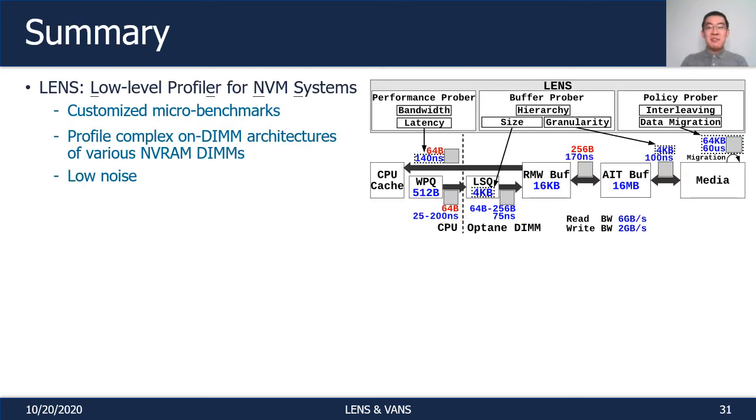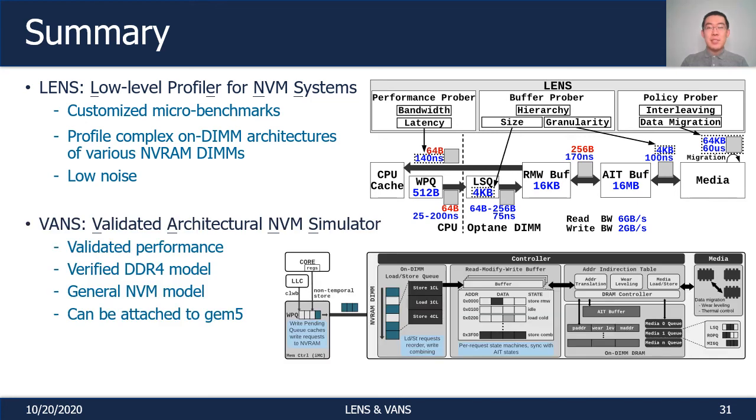In summary, we first build LENS, a profiler that discovers the complex microarchitecture design of non-volatile memory DIMMs. Based on LENS profiling results, we build VANS, a non-volatile memory simulator that matches Intel Optane persistent memory DIMMs performance. LENS and VANS are open sourced on GitHub.